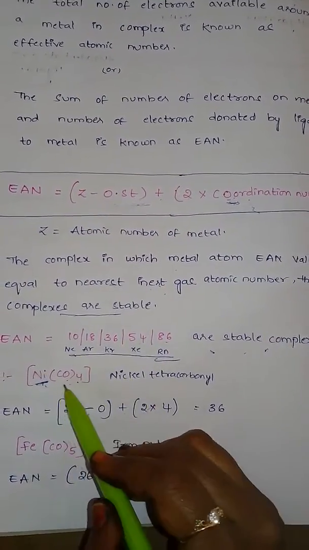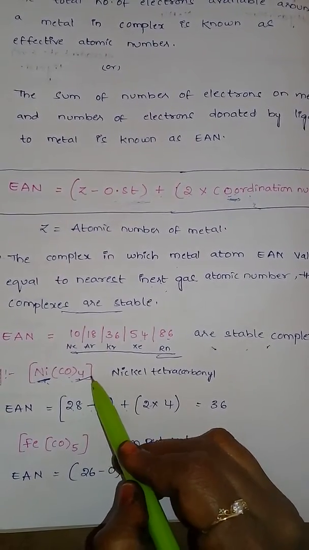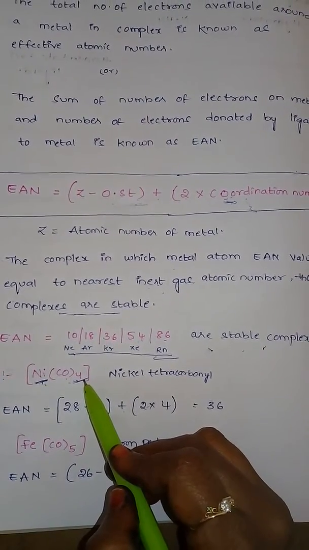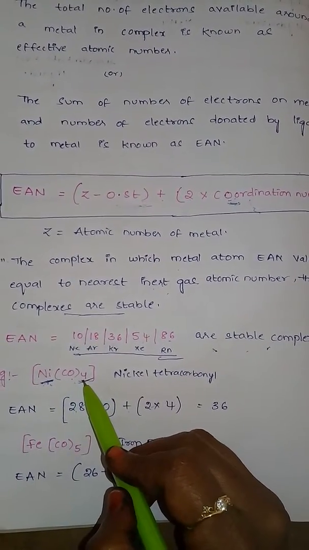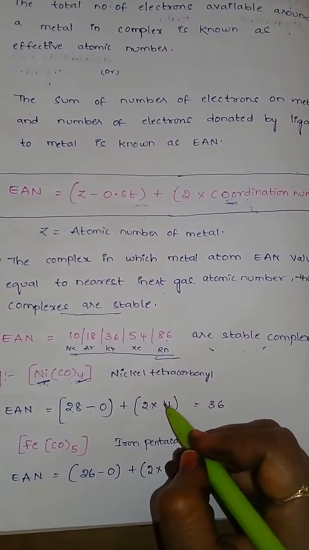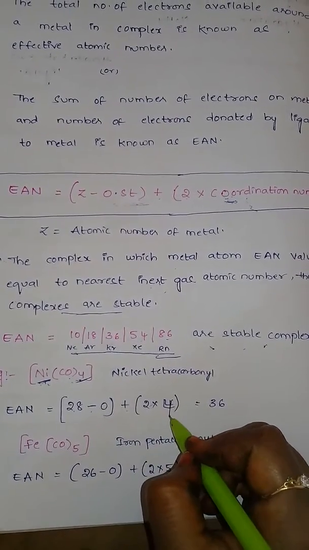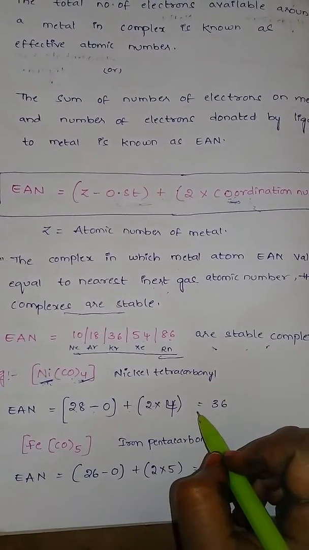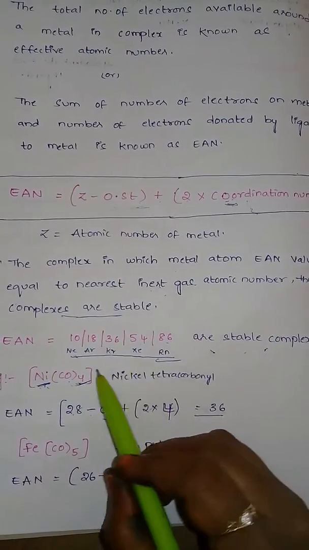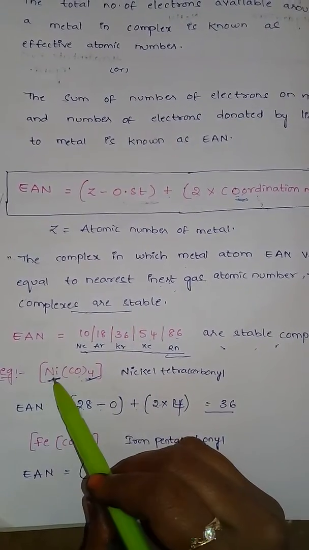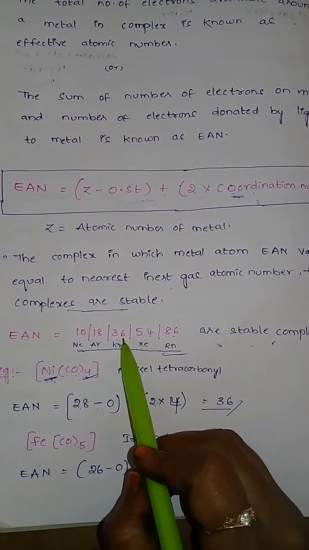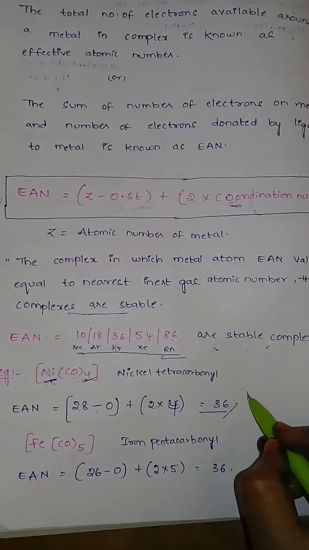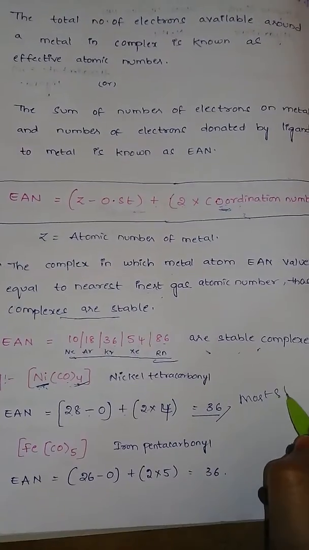What is the coordination number in this complex? Coordination number means the number of ligands attached to the metal. How many ligands are attached to the metal? 4 ligands, so the coordination number is 4. Total 36. The effective atomic number of the metal in this complex is equal to the nearest noble gas, 36, which means this complex is most stable.